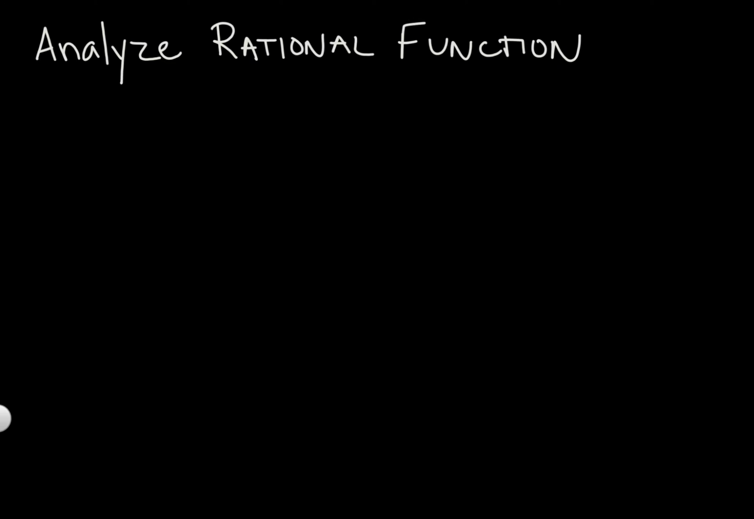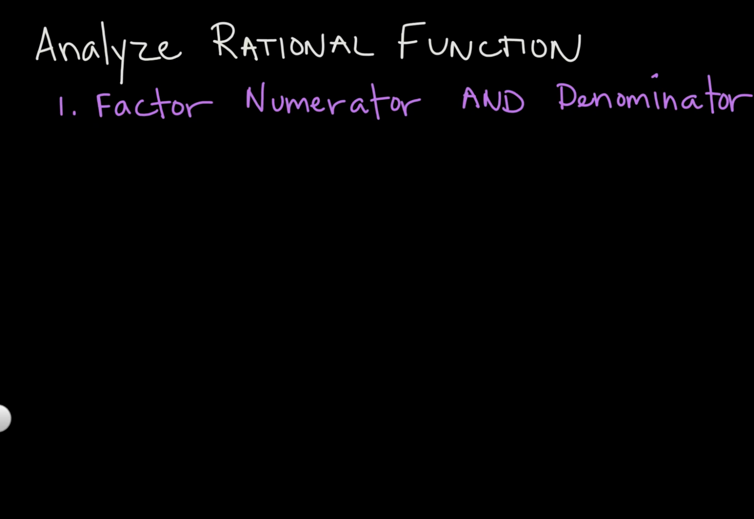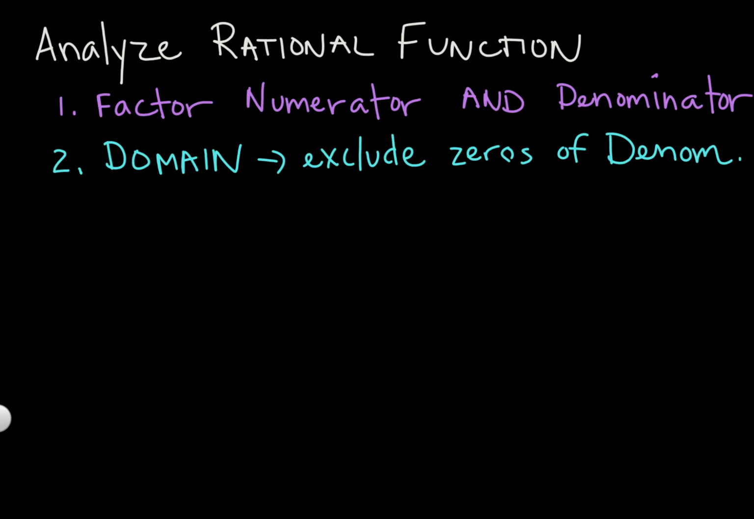In this video, we are going to go through the process of analyzing a rational function. So we're going to go through the steps. First step will be factoring the numerator and the denominator. Second step includes finding the domain. This is where we have to exclude values that don't work in the function.